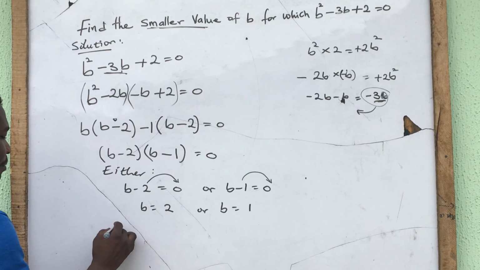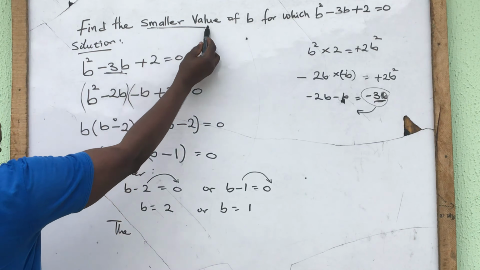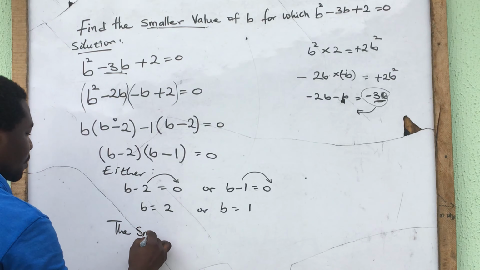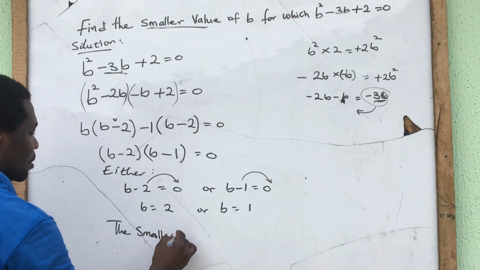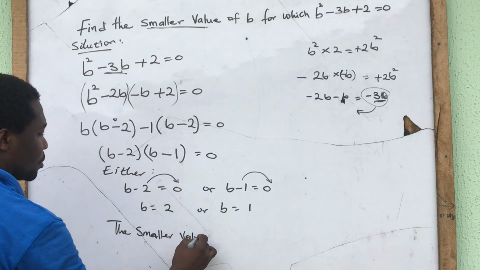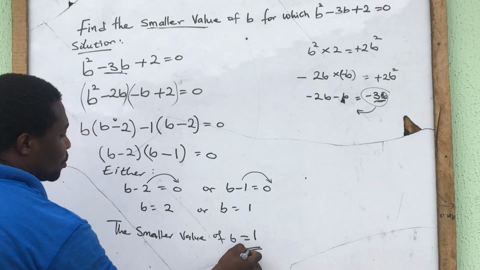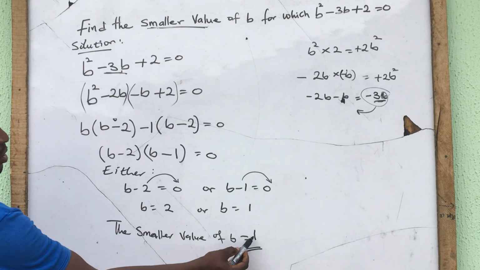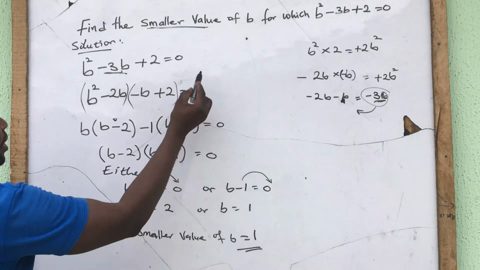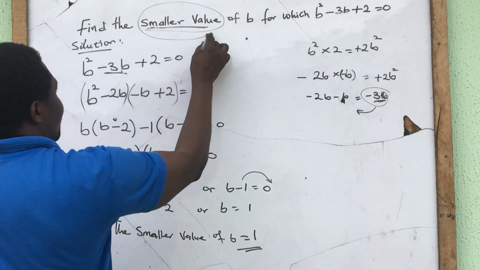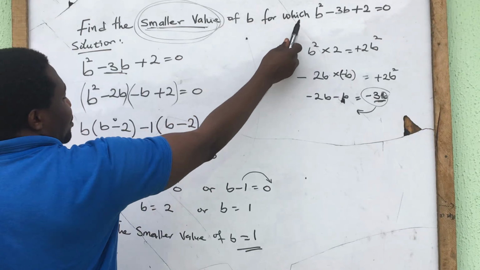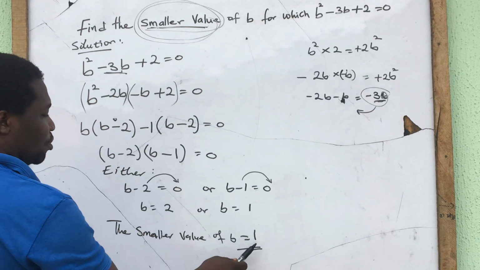So the smaller value of b is 1. That's what we are asking: the smaller value of b. So the smaller value of b is 1, because the other is 2, and the answer is 1.